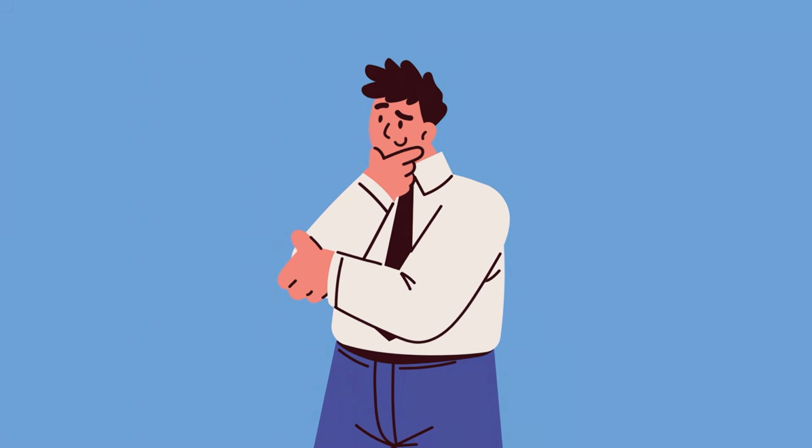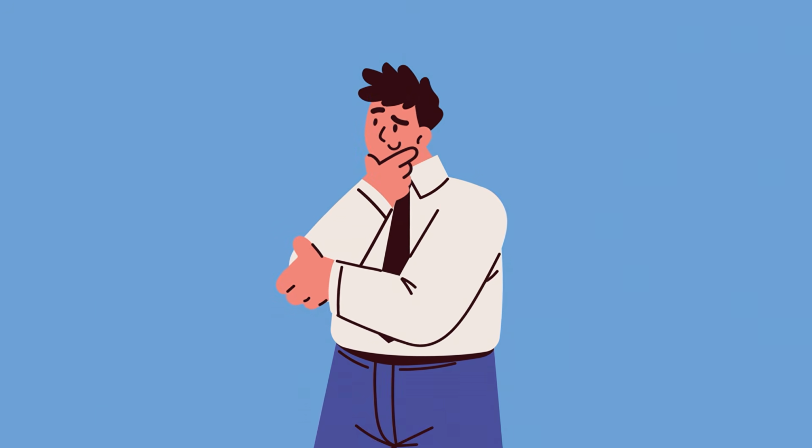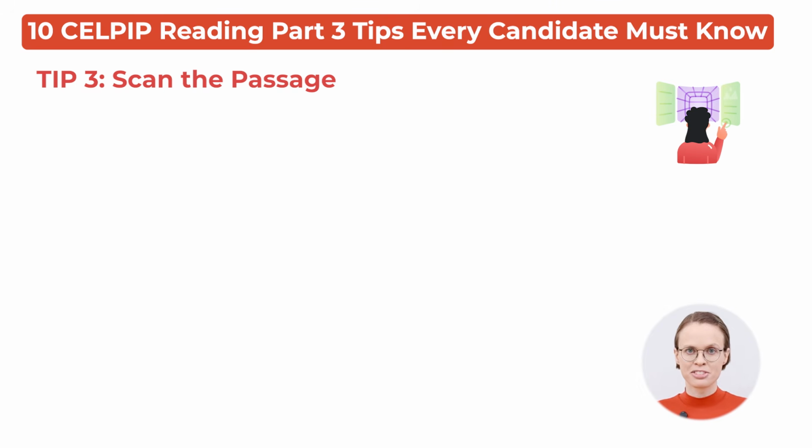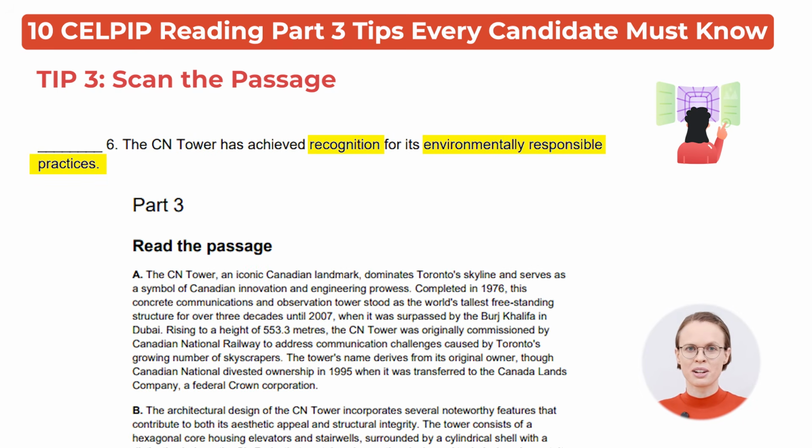It also helps you build familiarity with the passage as you work through questions. If you've already scanned the text multiple times, it will be easier for you to answer later questions. Here's how this works in practice. For question 6, we have already identified the keywords recognition and environmentally responsible practices. Now, let's scan systematically from paragraph A.